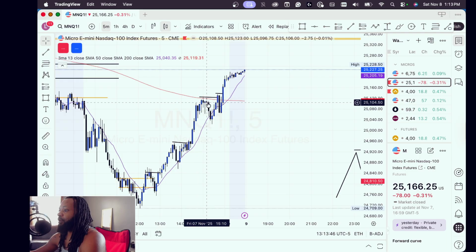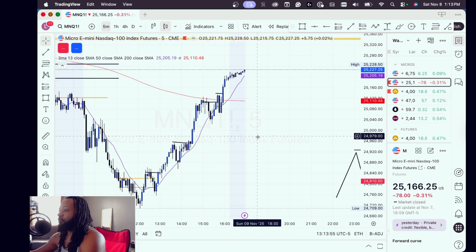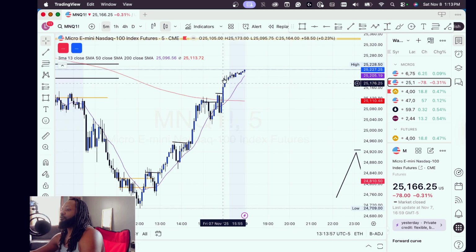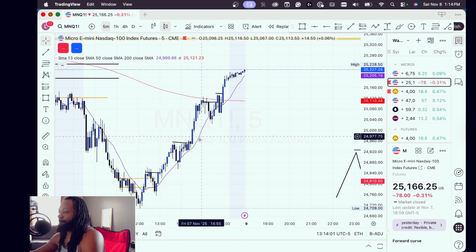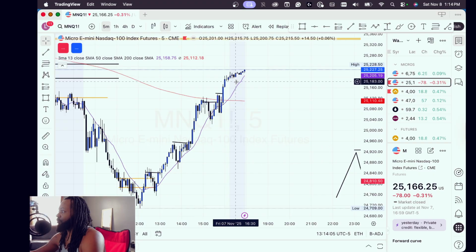Some go by the body of the candle. I go by the wicks. Some people like it right here. Break a structure right here. All right, this is an uptrend. Perfect. Break a structure, uptrend, going up to the upside. Right?